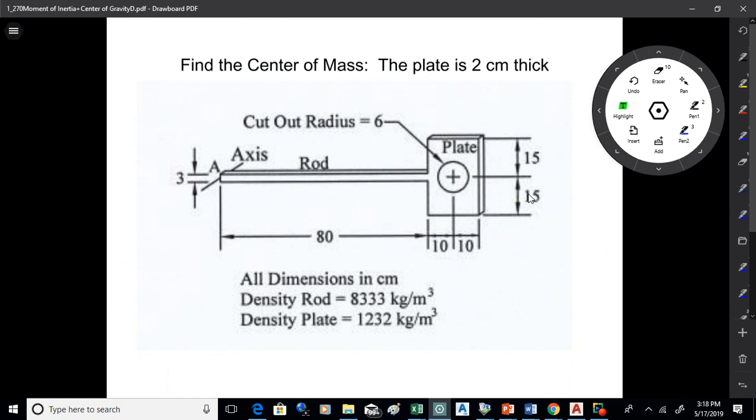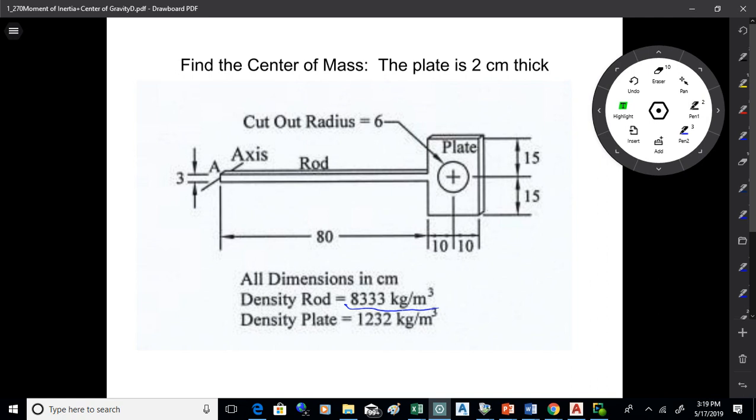So if this plate is 2 centimeters thick, let's see where the center of mass is. And I give you the density of the rod and the density of the plate. Now density is the mass per unit volume. So what you have there is how much a cubic meter of this material that we're making the rod and the plate out of, what their mass would be per cubic meter.